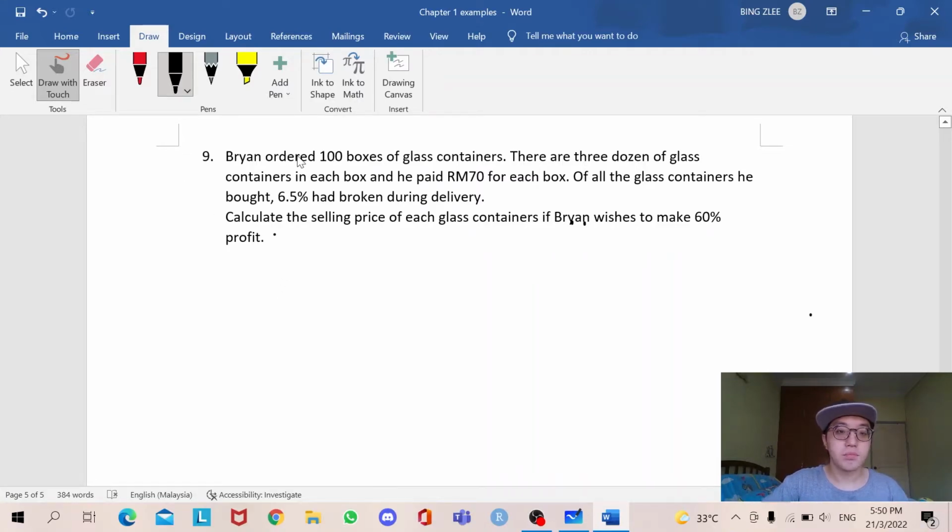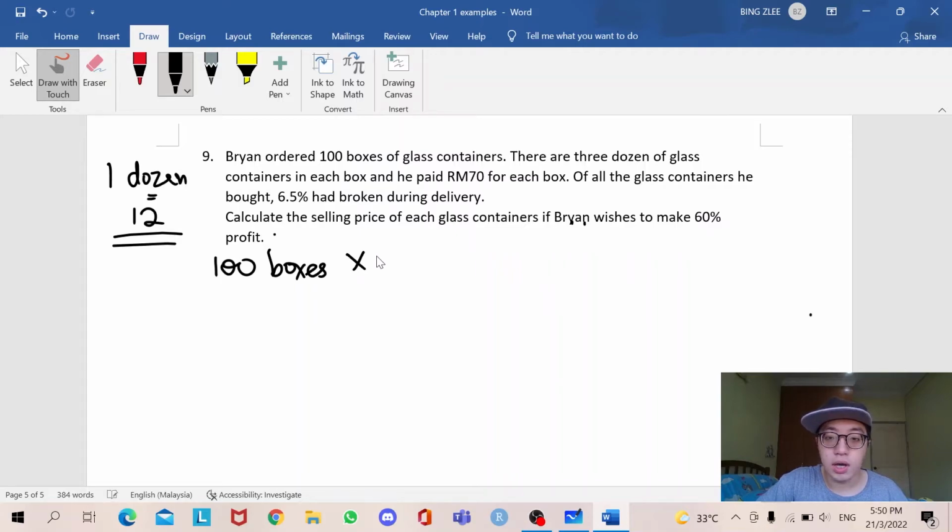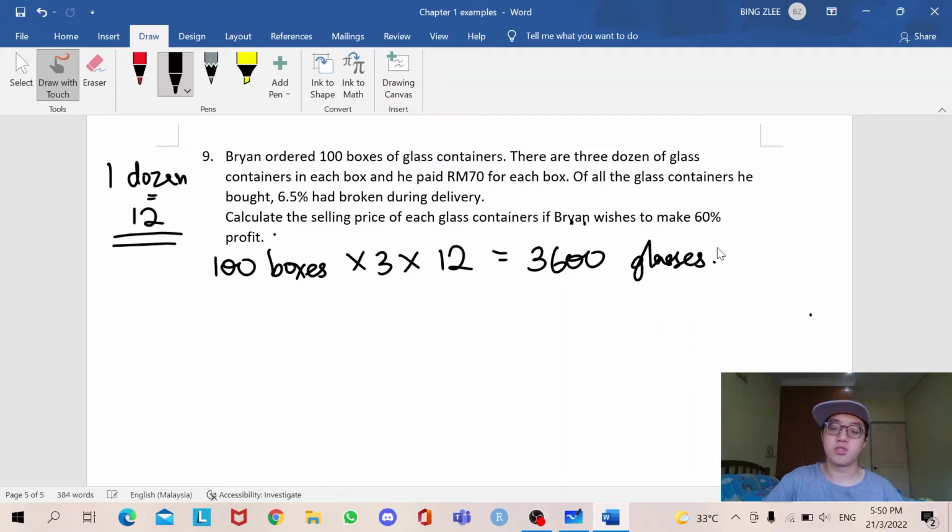So first thing, Brian ordered 100 boxes of glass containers. There are 3 dozen of glass containers in each box, so we know that 1 dozen is equals to 12 items. All right, so every box there are 3 dozen of glass containers, and in every dozen there is 12 of them. So this will mean Brian actually has bought 3,600 glass containers. Glasses. I'll just call it glasses for now because glass container is a little bit big.